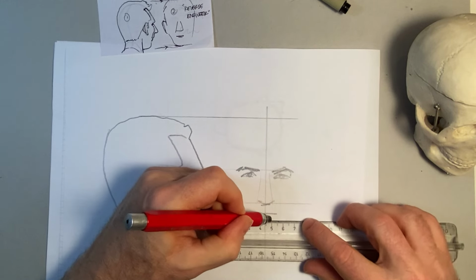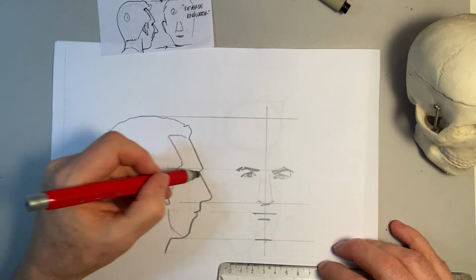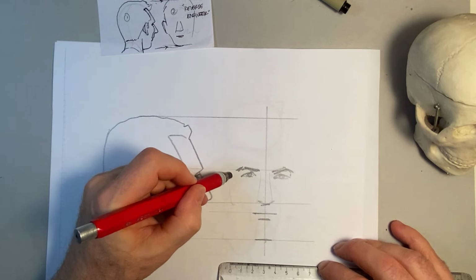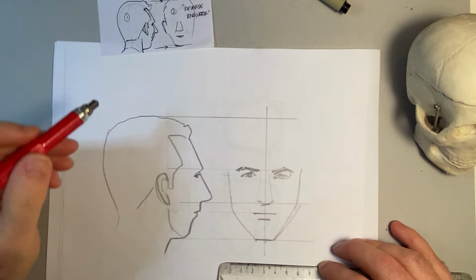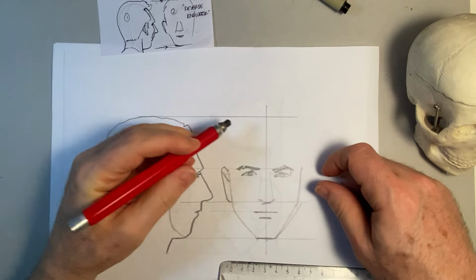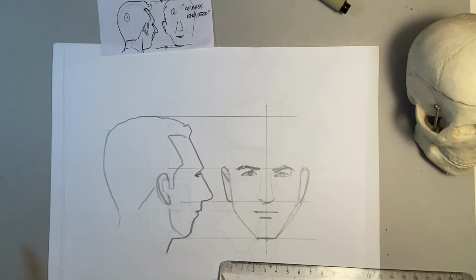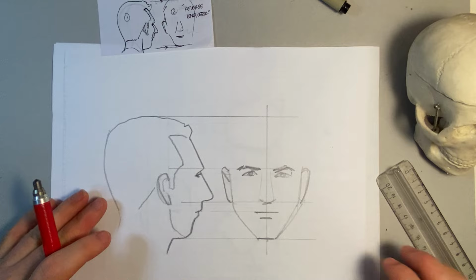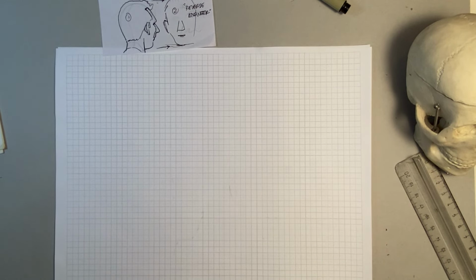So this would be like the mouth line. And the ears would be here. And so out of the one drawing, you can project or reverse engineer the other views. And there's even more cool things you can do. So let's get some fresh paper.